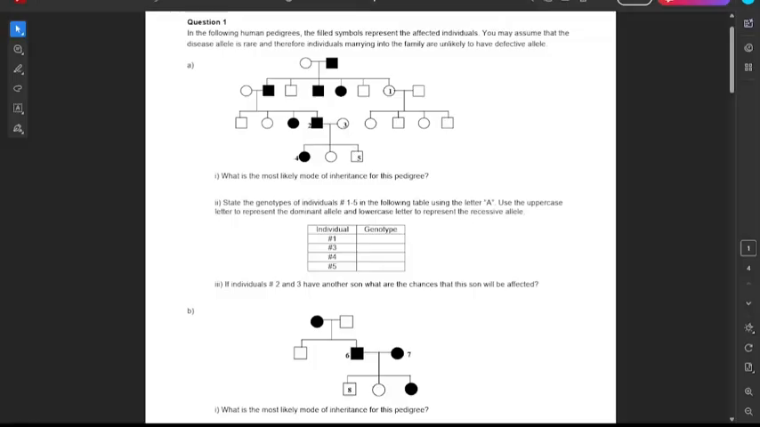And now let's see question 3. If individuals 2 and 3, basically these 2, have another son, what are the chances that the son will be affected? So now we have to do a simple cross.